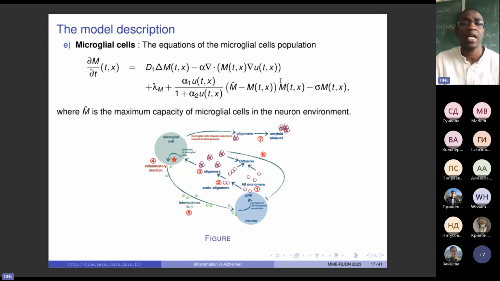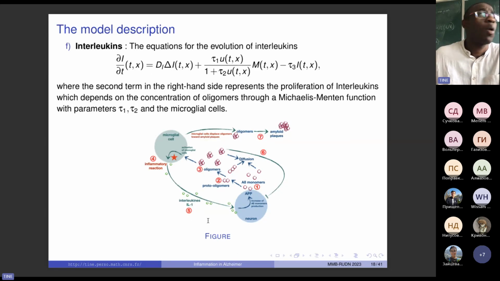Of course, as I said before, we also take into account the possibility of degradation. So sigma is the degradation rate of microglia cells. Now one equation remains, that means the equation for the interleukins. The equation for the interleukins behaves as follows. For this equation, of course, we have the diffusion. We allow the interleukin to diffuse. And we have the production of interleukins.